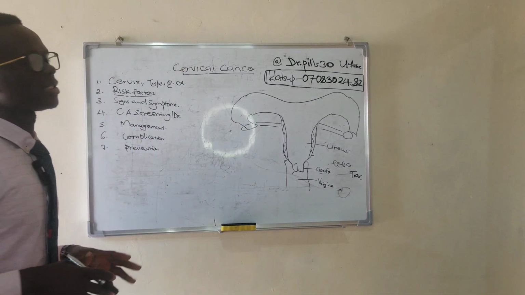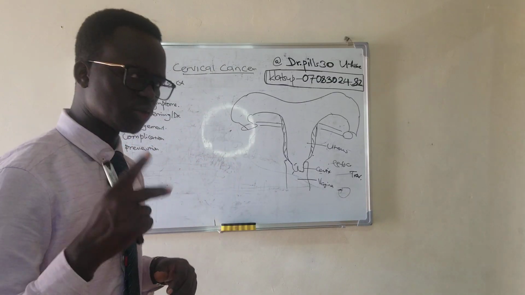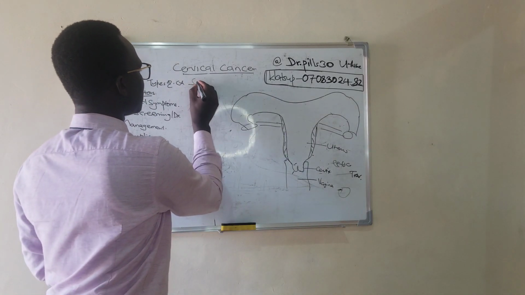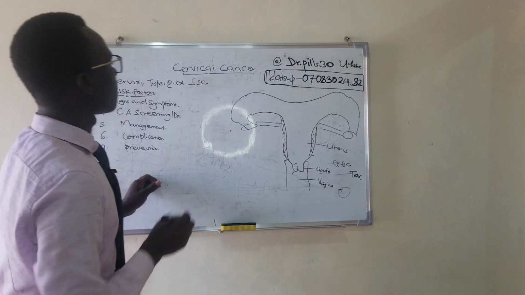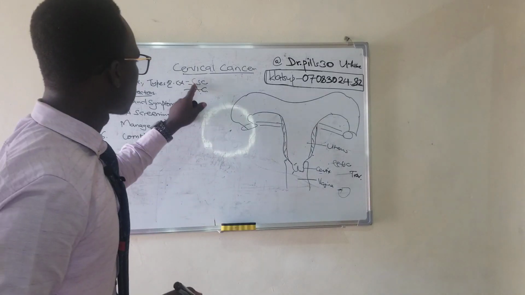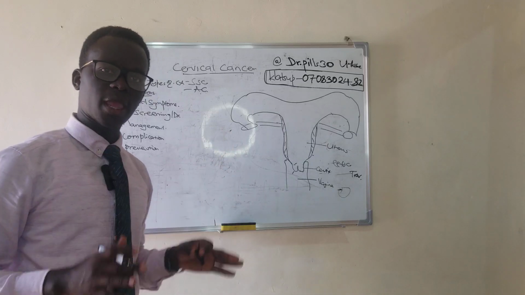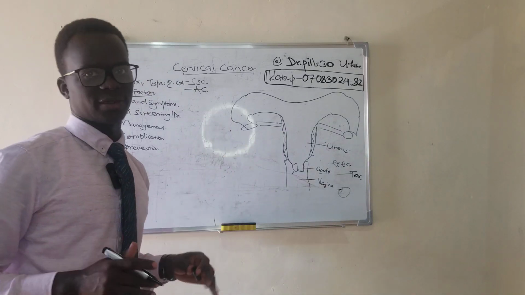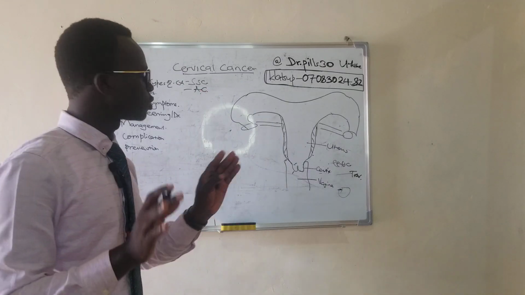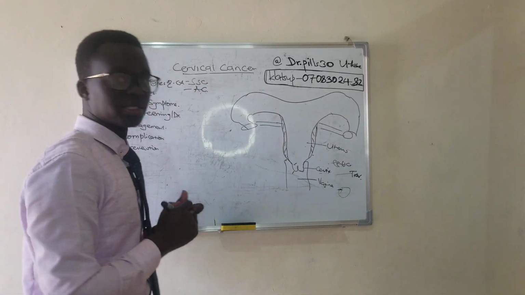Now, we are going to understand what the types of cervical cancer are. There are majorly two types of cervical cancer. We have squamous cell carcinoma, and then we have adenocarcinoma. Squamous cell carcinoma is the most killing cancer of the cervix. Adenocarcinoma is not common, but squamous cell carcinoma is the commonest one.